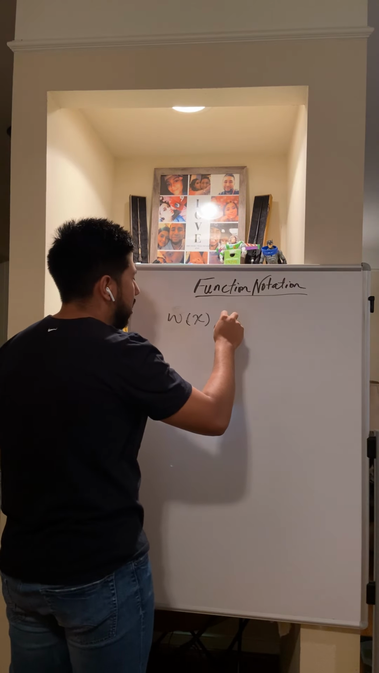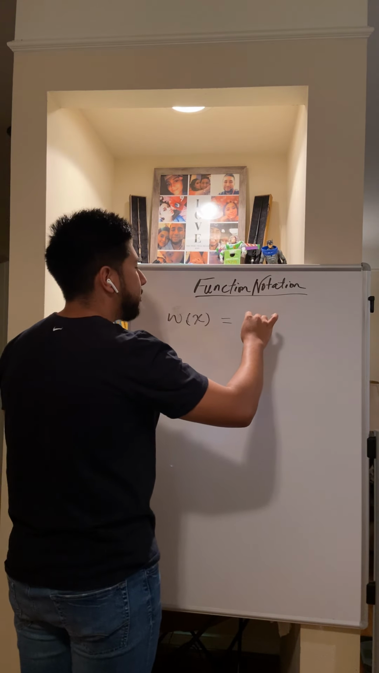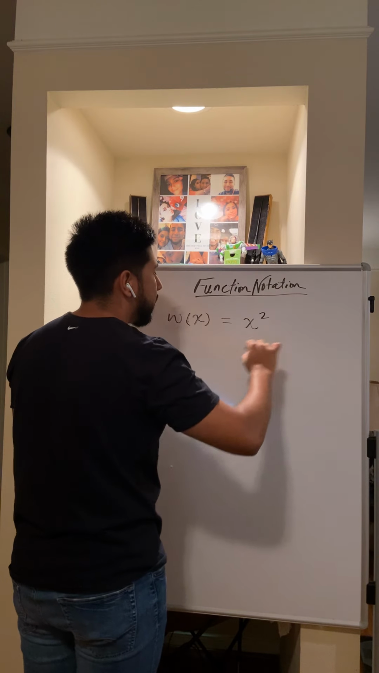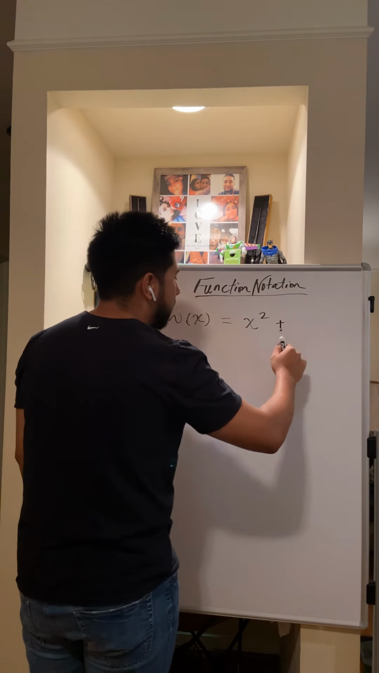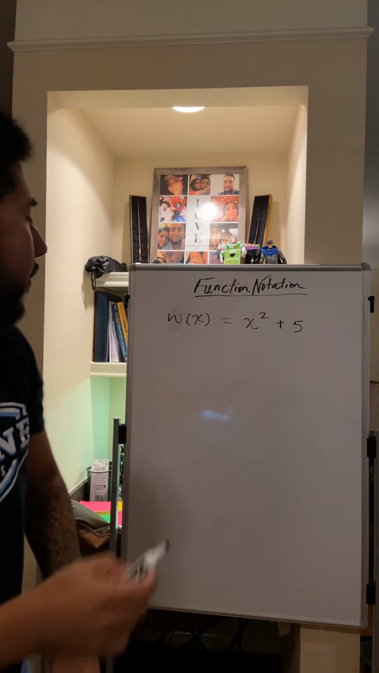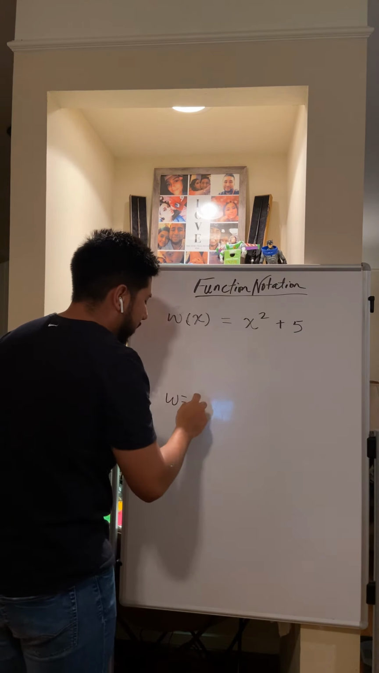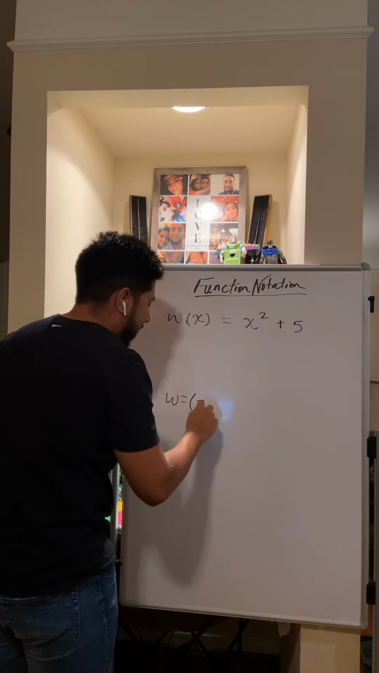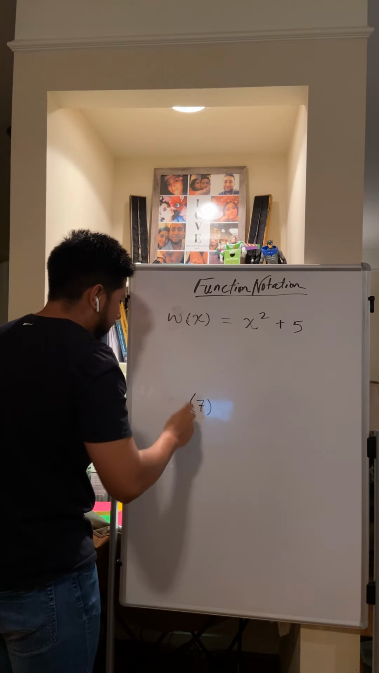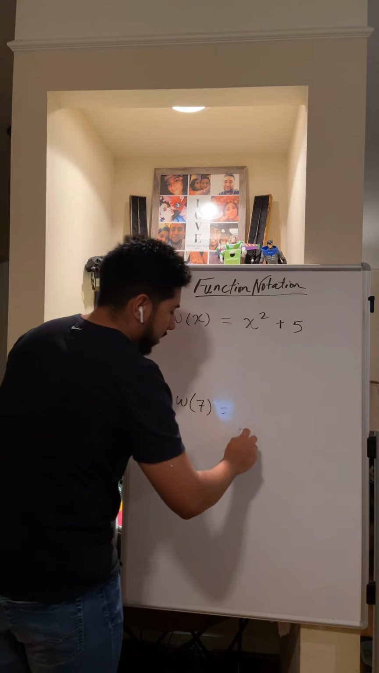w of x equals, let's make it a little easy, x squared plus 5. x squared is going to be a little different. That's okay. So what is w of, let's put something big, 7? Oh, shoot. I wish you guys were in school because somebody would have said y equals, sorry. w of 7. What is my answer?